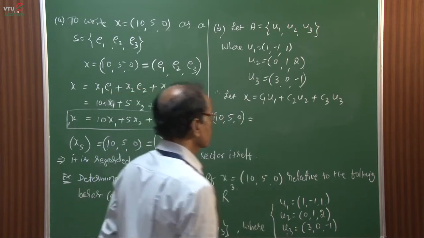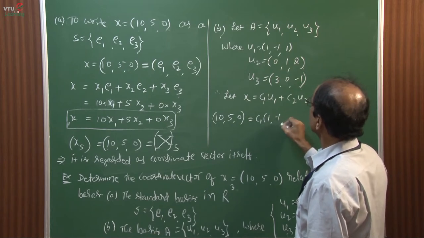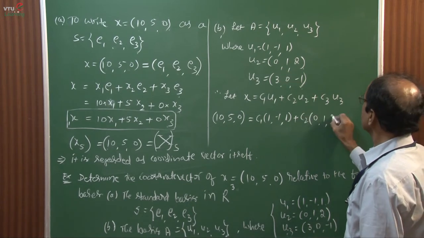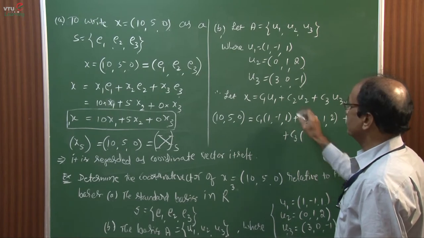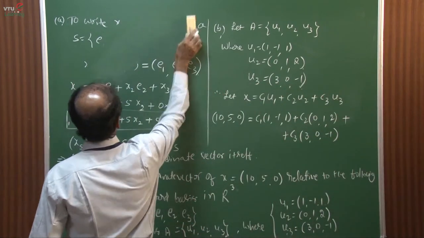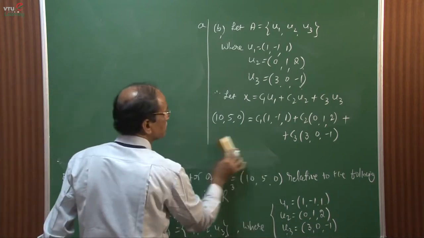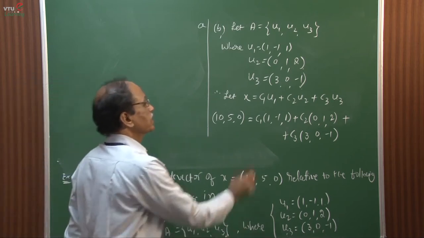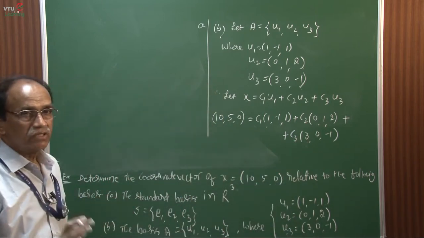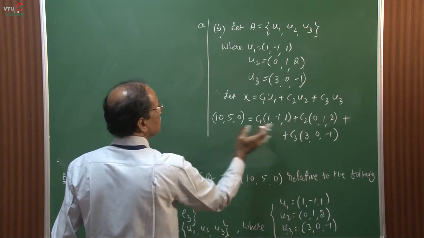This is equal to c1 multiplied by the first vector 1, minus 1, 1, plus c2 multiplied by 0, 1, 2, plus c3 multiplied by 3, 0 and minus 1. Then we will check the values after calculating c1, c2, c3. First of all, we will form the equations in terms of c1 from the first bracket, c2 from the second bracket and c3 from the third bracket as first value, second value and third value. And afterwards you can compare the first equation with 10, the second equation with 5 and the third equation with 0.